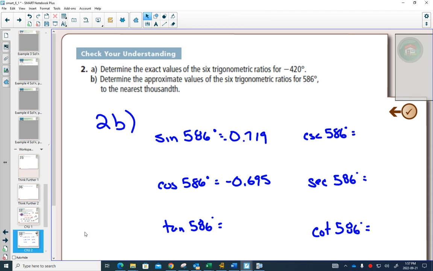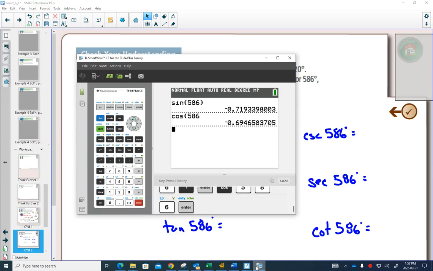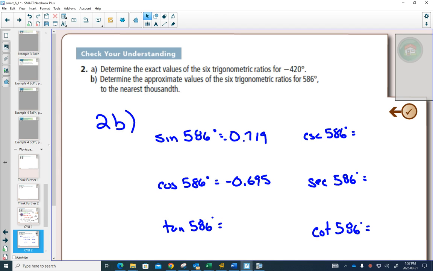And tangent of 586 degrees, positive 1.036.